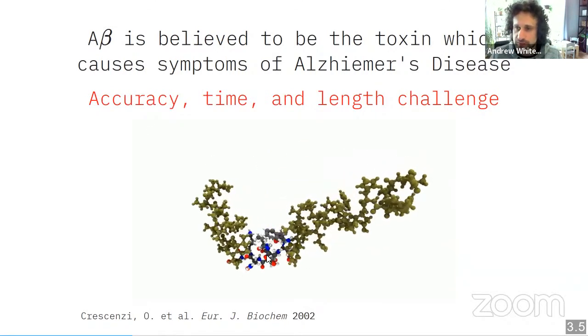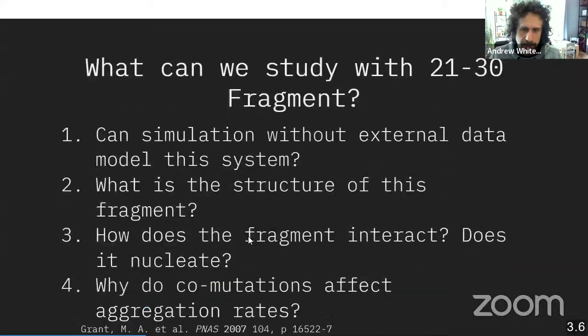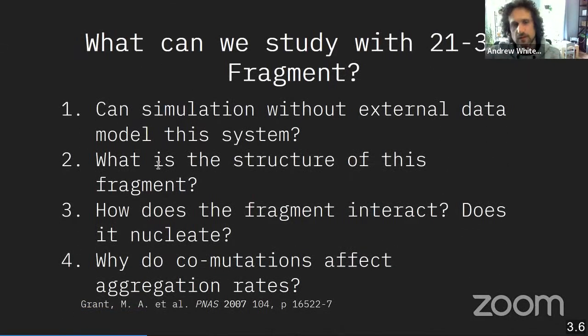It's hard to simulate this whole peptide, and so one of the things we can do is look at a fragment. One of the fragments you can study is 21 to 30. There are a lot of different fragments of this peptide to look at. One of the challenges is that when you cut out a fragment of the peptide and you want to study it, you're no longer sampling the whole peptide.